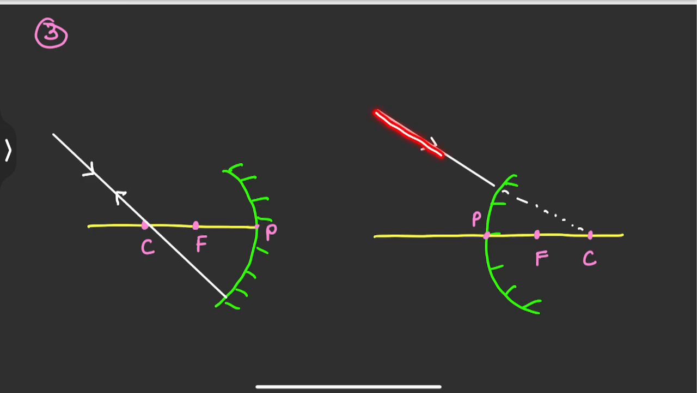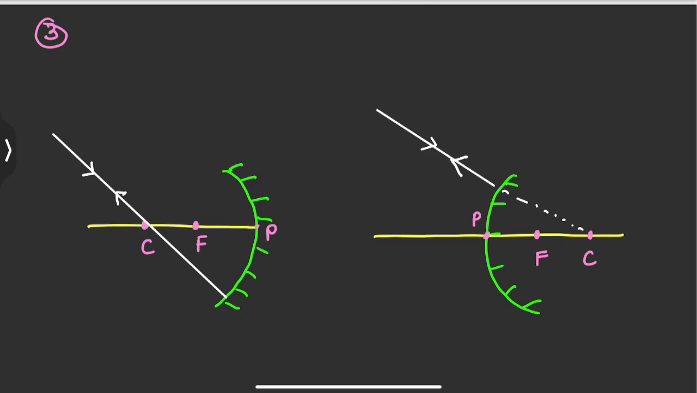So the incident ray which is incident here, where is the reflected ray going? It also goes in the same direction like this. So here draw the dotted lines. So this dotted line will meet at point C. So the reflected ray also will be in the same direction like this. So this is the third standard incident ray.